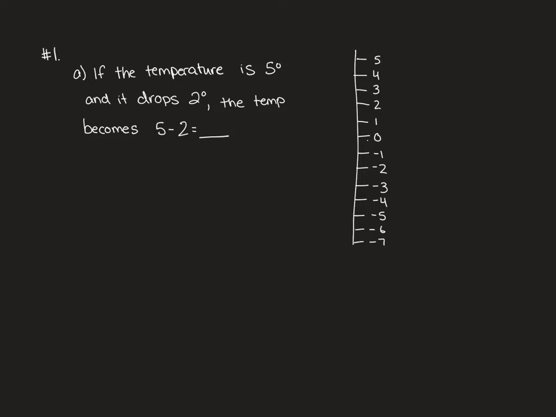So the first part might be something like, if the temperature is 5 degrees and it drops 2 degrees, the temperature becomes 5 minus 2 degrees. So we start at 5 on our number line and we go down 2 degrees. So it becomes 3 degrees.